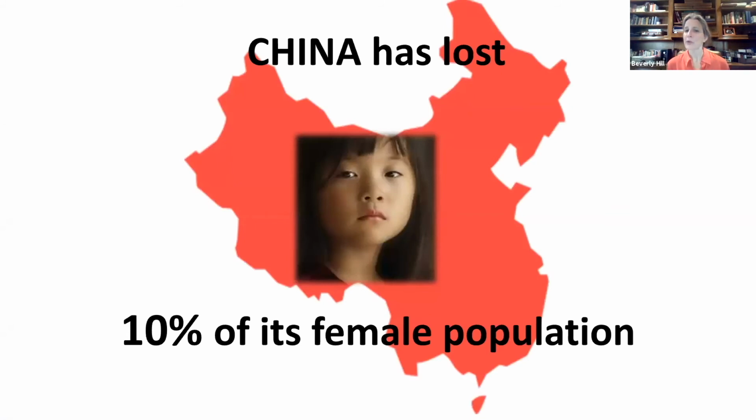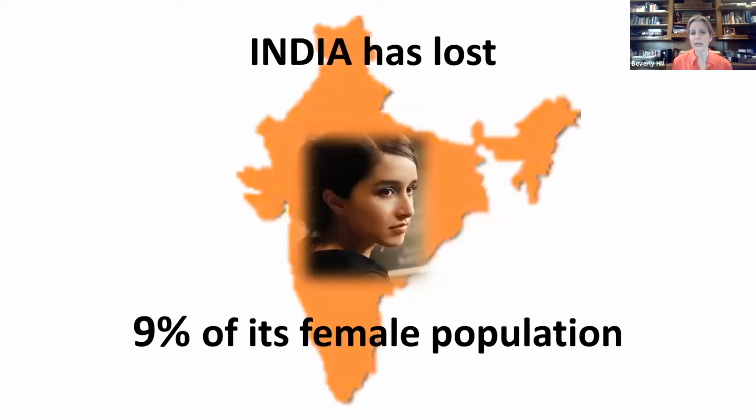The problem is most acute in China. China has lost, or more accurately, eliminated 10% of its female population, which is really astonishing. It's a huge loss of life. India is right behind with 9% of its female population eliminated.